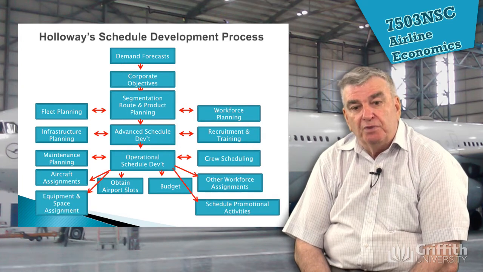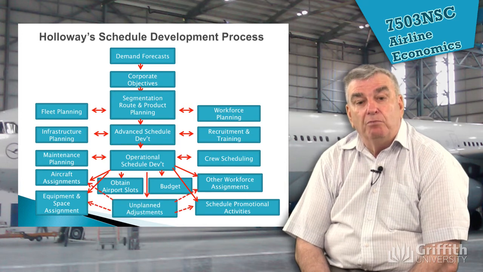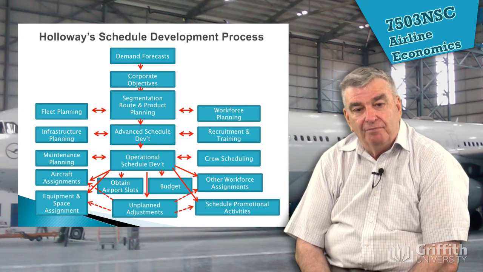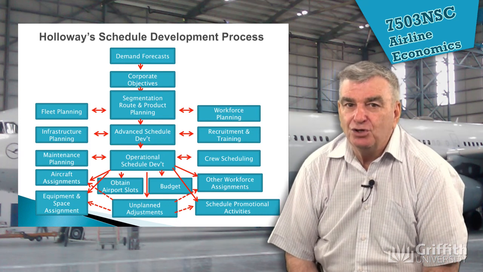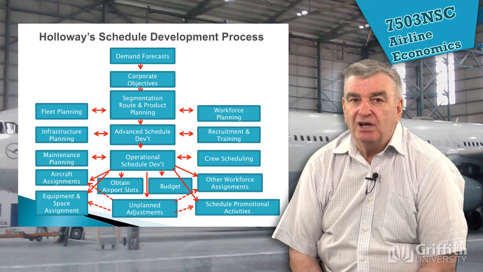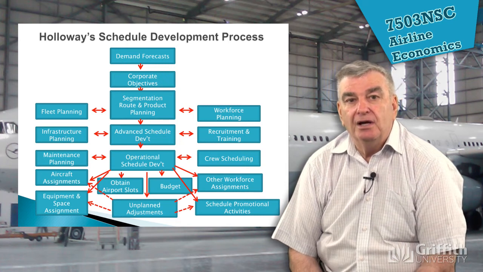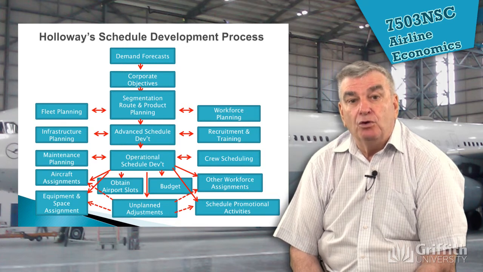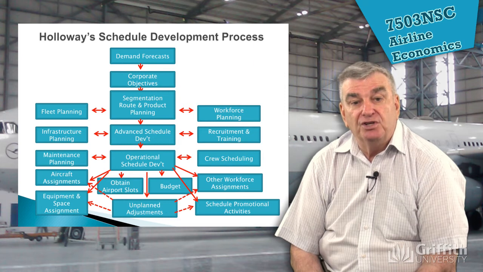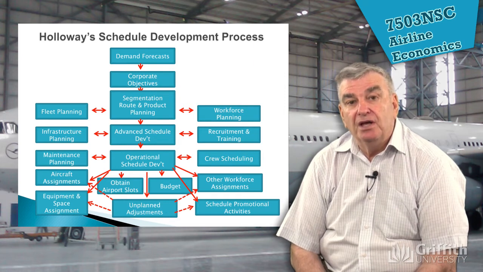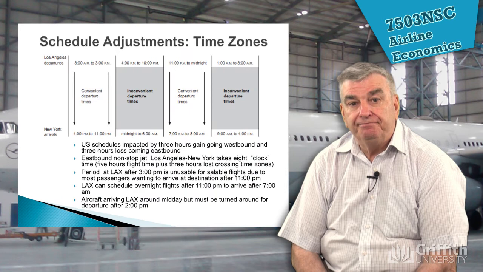We look at equipment space assignments and the scheduled promotional activities, and then the unplanned adjustments that have to come in. Because, as we know in the airline world, nothing ever goes according to plan. Something can come up, weather can come up, equipment can come unserviceable. There could be instability in a part of the world where we have to fly around a particular country, as we've seen in 2014.